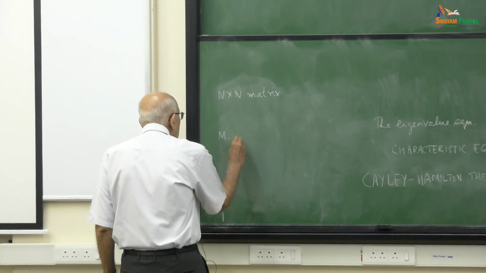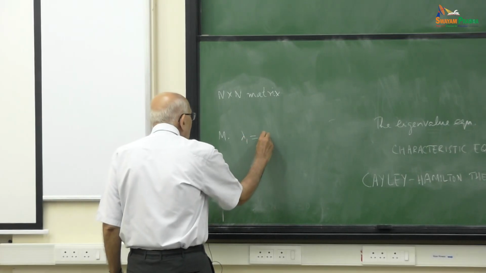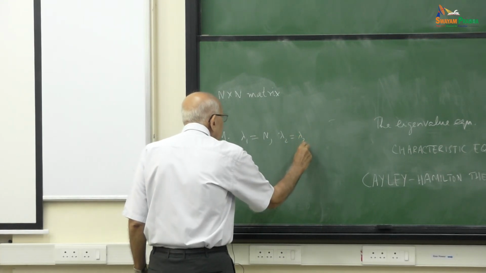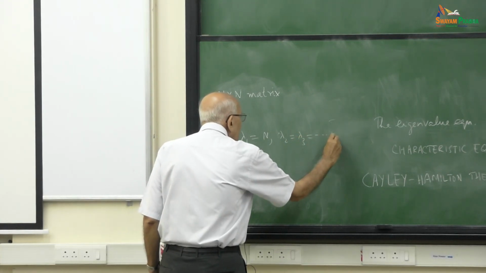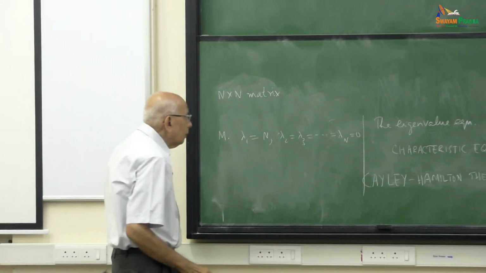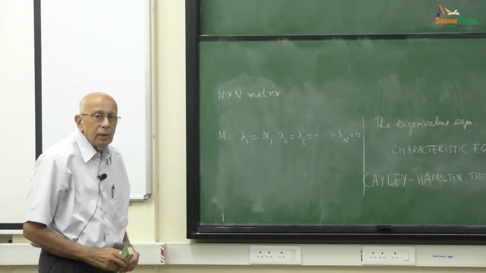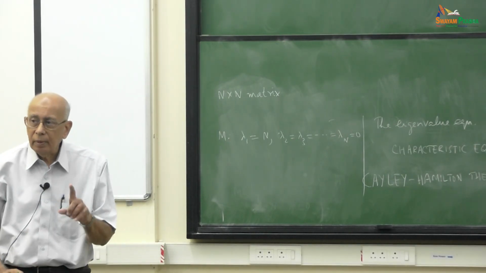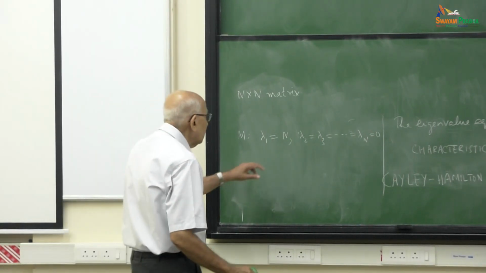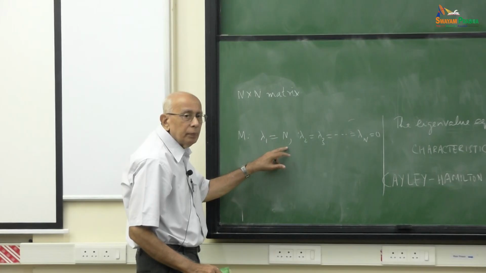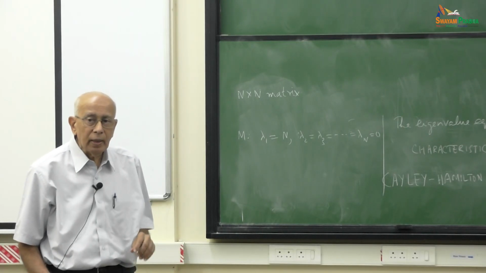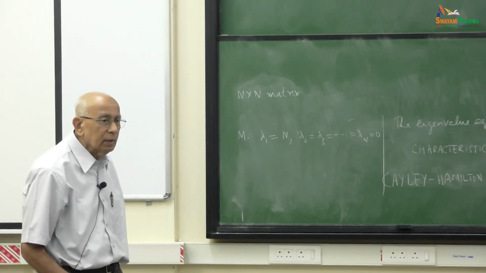M has eigenvalues lambda 1 equal to n, lambda 2 equal to lambda 3 equal to 0. All the eigenvalues of this matrix except one of them are equal to 0. And one of them has eigenvalue n. What is the eigenvector corresponding to this eigenvalue n? What do you think is the eigenvector?